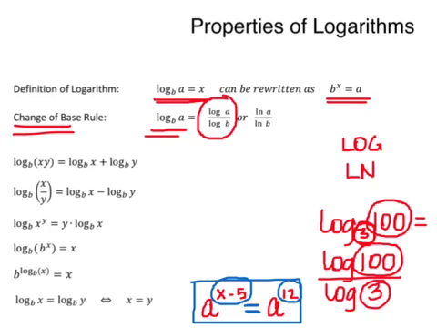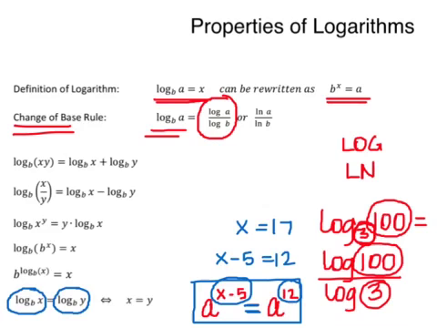So what you're allowed to do is say that x minus 5 has to equal 12, and therefore we could solve for x by adding 5 on both sides, and we get x equals 17. So that gives us a way to solve for x if we need to. Well, a similar rule is that if log base b of x equals log base b of y, then x has to equal y.